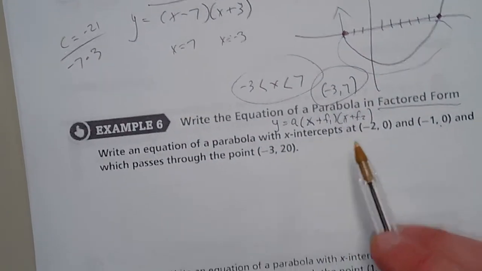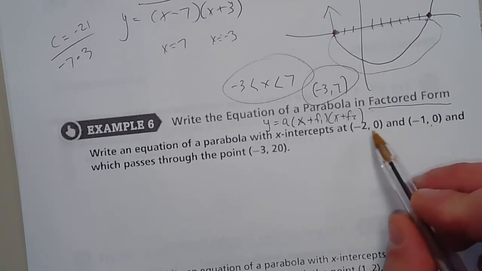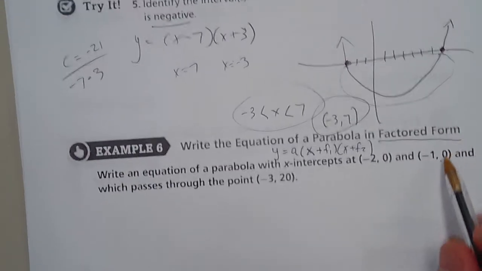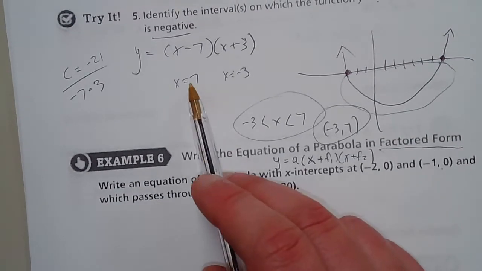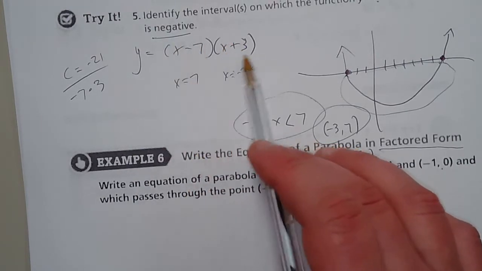So in this case, they give you the 2 x-intercepts, which again, remember, these are the zeros. And if these are the zeros, then you can work backwards and come up with what the factors are. Because think about it. Here, the zeros were 7 and -3, and we got those from the factors, which were just the opposites of those.